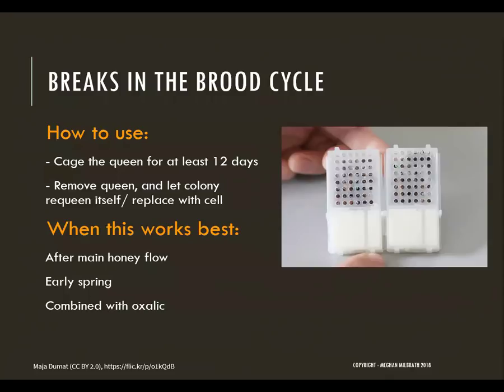Or another option is you remove the queen and then you can replace with a cell, or the colony will requeen itself. And that's another break in the brood cycle. So again, you want to time it with your honey flow. The other nice thing about this is, I'm going to talk about oxalic specifically later, but oxalic works best when you've got a break in the brood cycle. So you can combine these things too.